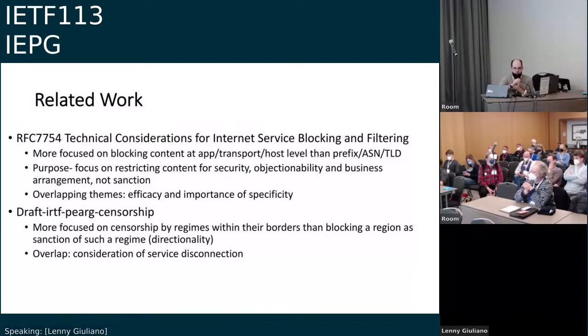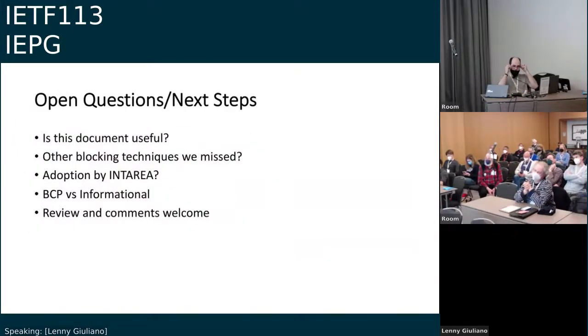And just a quick note also that we're almost a little bit out of time. Sure. Just finishing up. Like I said, we're going to be presenting this in ARIA, looking for adoption. First question we'll ask is: is this document useful? Is this interesting? Is this worth working on? Are there other things we missed? The question of BCP versus informational, and review and comments. And with that, I'd be happy to answer any questions if there is time available.